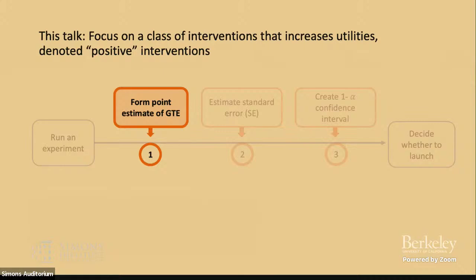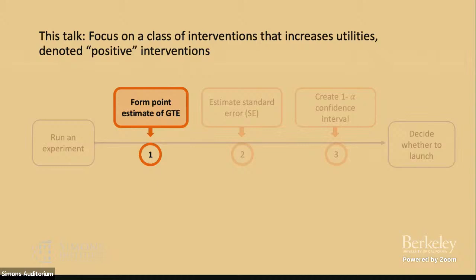This class of interventions is something that we're going to call positive interventions. These are interventions that will increase all customers' utilities for the listings in the platform. This doesn't have to be a uniform increase. People can still have heterogeneous treatment effects, but what I'm saying is I'm ruling out the case where this treatment makes some people like the listing more and makes other people like the listing less.